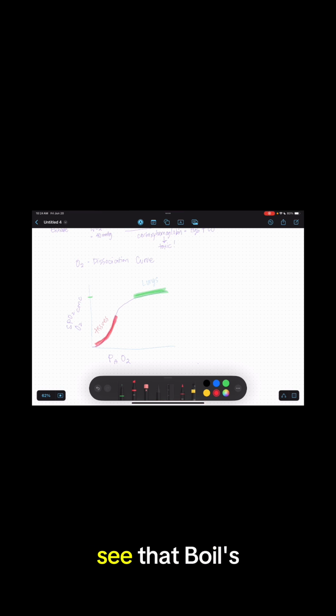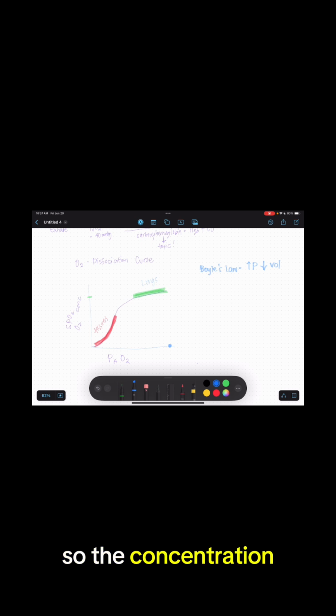You will see that Boyle's law states that when there is a high pressure, there's low volume. So pressure and volume are inversely proportional. So this is the lungs, and this is partial pressure, so the concentration here is high. Well, this is not the Boyle's law thing, but you can relate it to that. But the O2 dissociation curve is going to tell you about the affinity of oxygen with the hemoglobin.